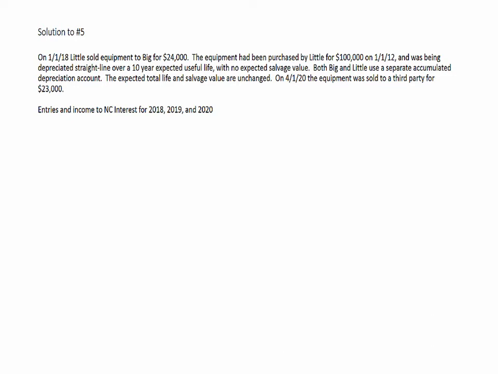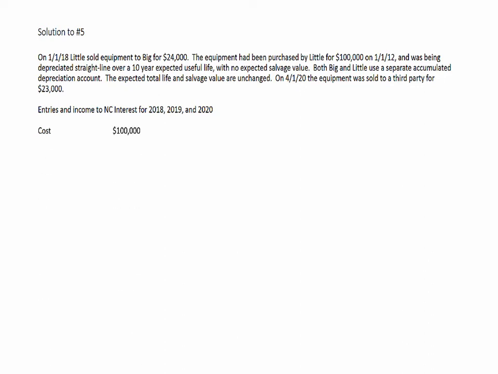The equipment had been purchased by Little for $100,000 6 years earlier and was being depreciated straight line over a 10-year expected useful life with no expected salvage value. Both Big and Little used separate accumulated depreciation accounts. The expected total life and salvage value were unchanged, and then on 4/1/20 the equipment was sold to a third party for $23,000. So we have a couple things going on here.